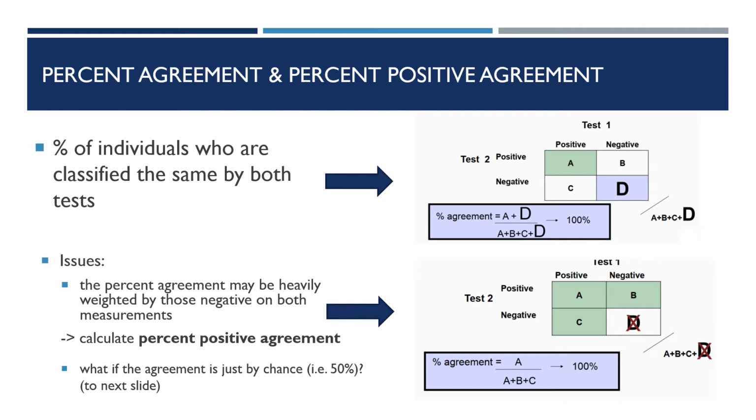The issue with percent agreement is that in the case of a rare disease, we get only a very small number of people who got positive on both tests, but a large number of people who got negative on both tests. So in this case, we should calculate percent positive agreement. We remove the individuals who got negative on both tests from the numerator to see the positive agreement. So what if the agreement is just by chance, like 50%? What should we do in this case?